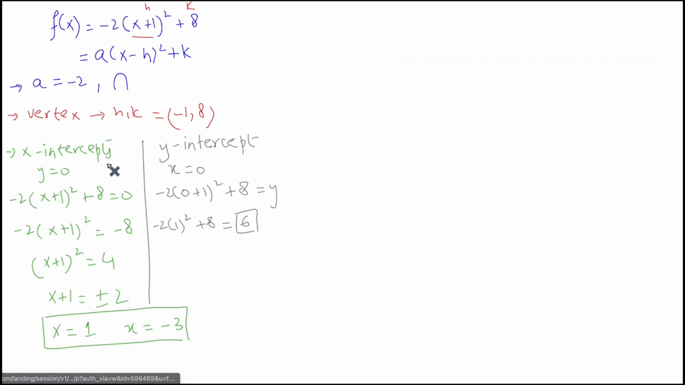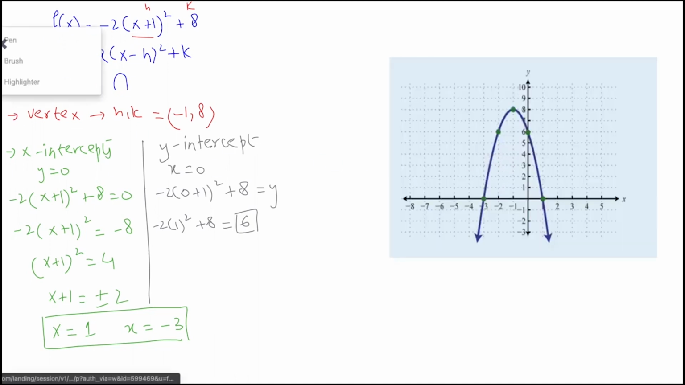Let's have a look at the graph. I've already drawn the graph for you. This is how the graph basically looks like. See, it's an N-shaped graph. It's downward open because of this. Our vertex is at minus 1 comma 8. This is our vertex. See, this is our line of symmetry. H is always your line of symmetry at minus 1.